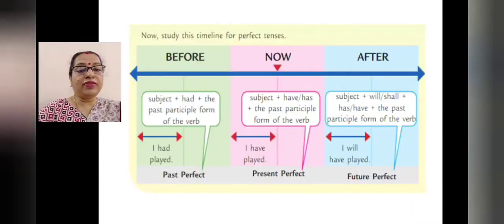Let's see the timeline for perfect tenses. So before, that is past perfect, will be I had played: subject plus had plus past participle, played. And present perfect, that is I have or has and the past participle form of the verb. So I have played. And future perfect: subject I, will or shall, and then has or have, then the past participle form of the verb. So I will have played.